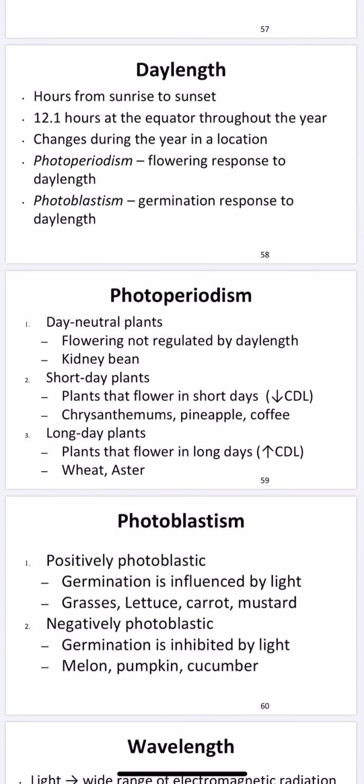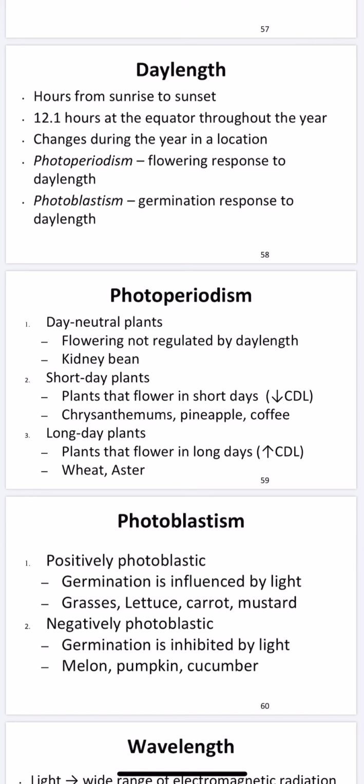So next is day length. It's the hours from sunrise to sunset. So the Philippines is a tropical country, which is north of the equator.